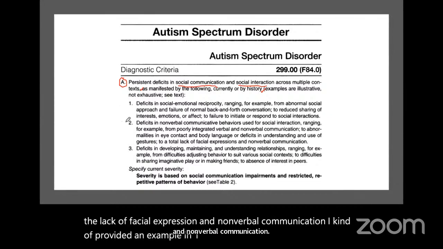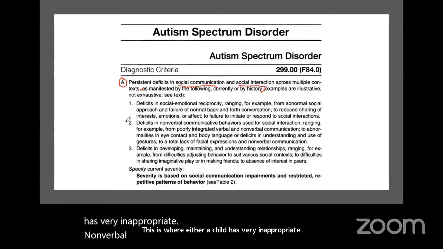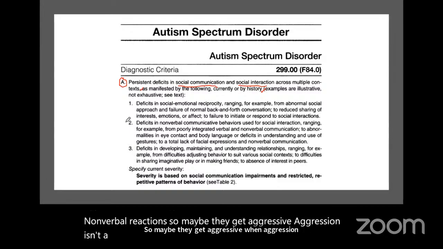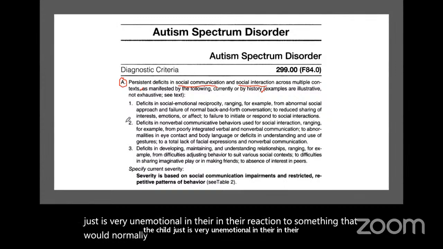This is where either a child has very inappropriate nonverbal reactions. So maybe they get aggressive when aggression isn't a part of the communication process. Or it may be that the child just is very unemotional in their reaction to something that would normally elicit some type of emotional state.